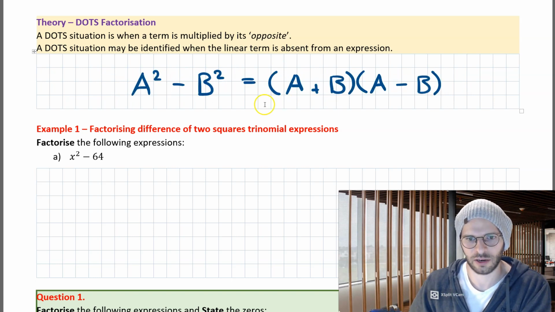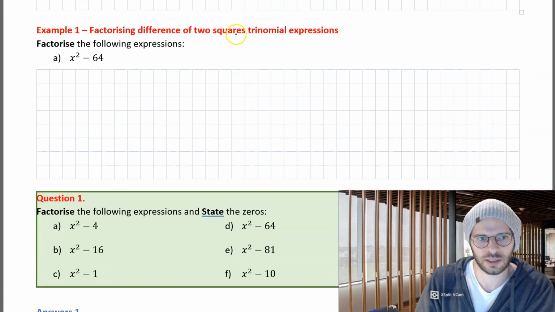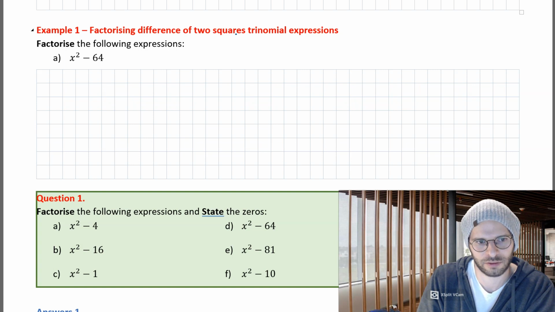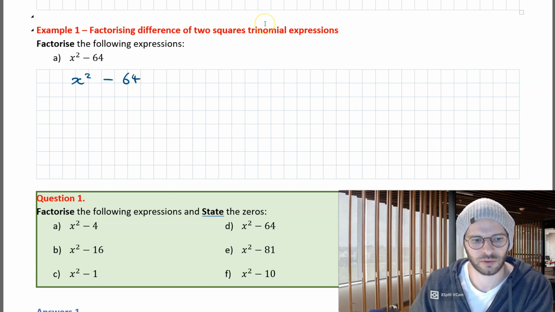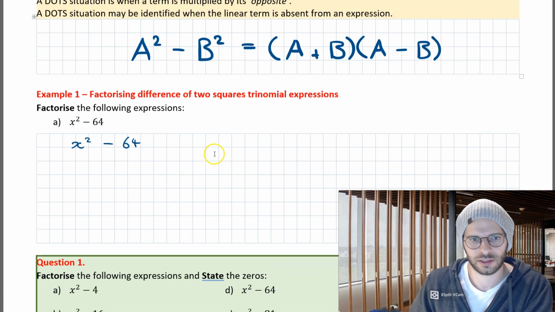Alright, let's have a look at how we can put this knowledge to use. Example 1. Factorize the following expression. We have x squared minus 64. First thing we need to do is identify whether this is a difference of two squares or not. Let's have a look.